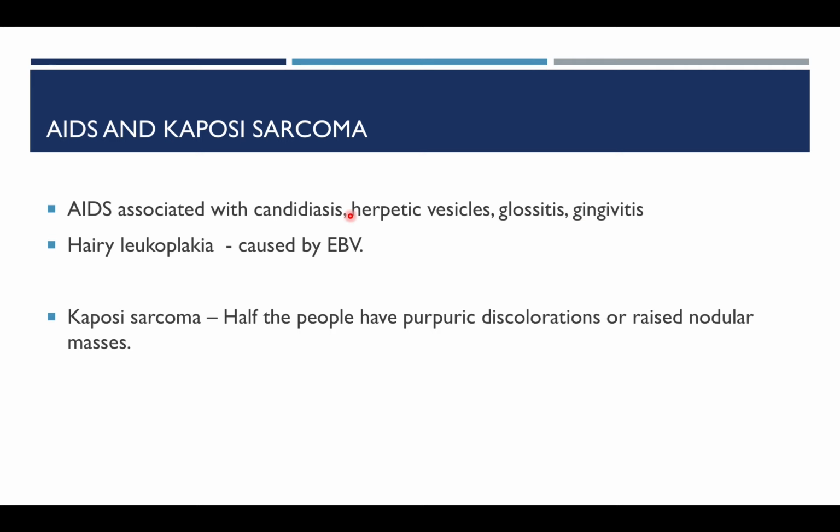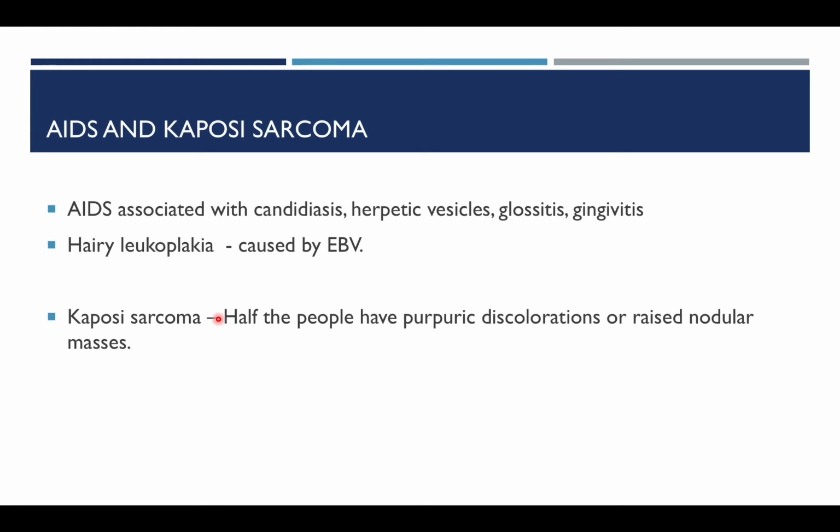Along with that, patients with HIV/AIDS can also present with hairy leukoplakia, which is caused by EBV. So what does it look like? Hairy leukoplakia are basically white patches with a hairy looking surface, and this surface is due to epithelial thickening. And hairy leukoplakia is important to remember because it is very specific for patients with HIV.